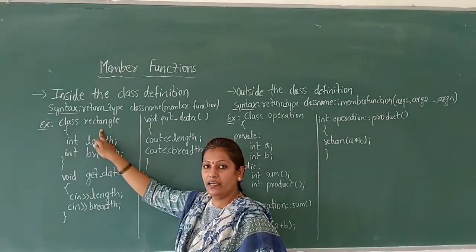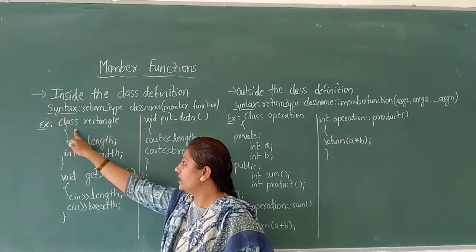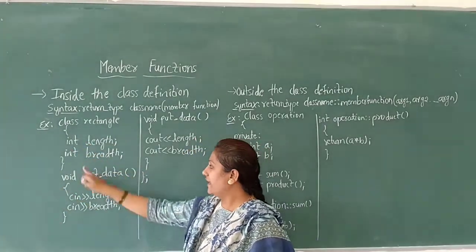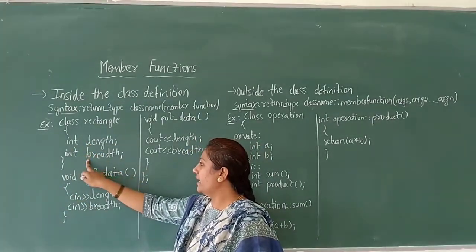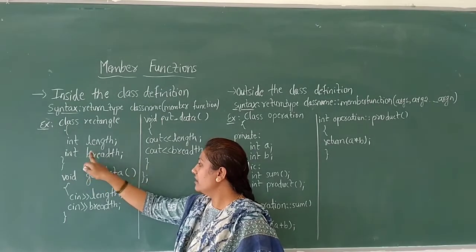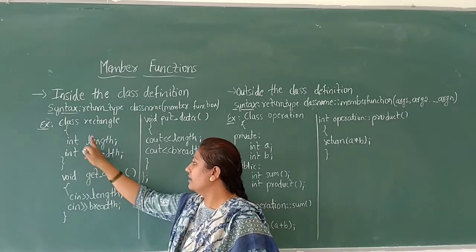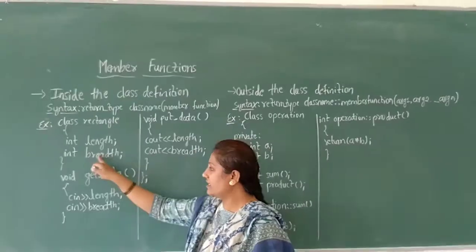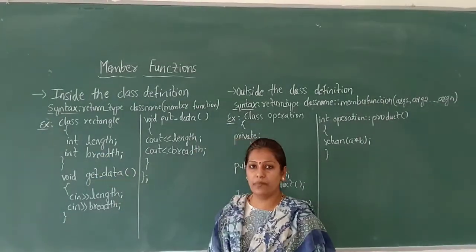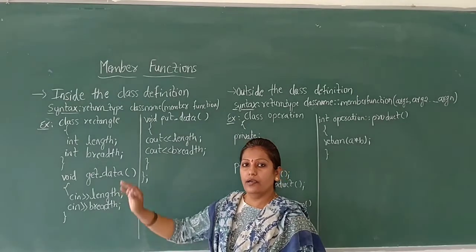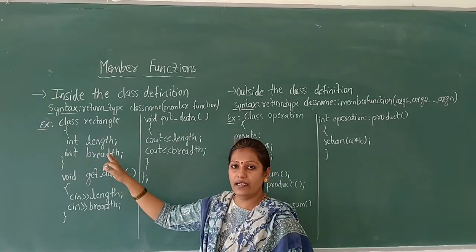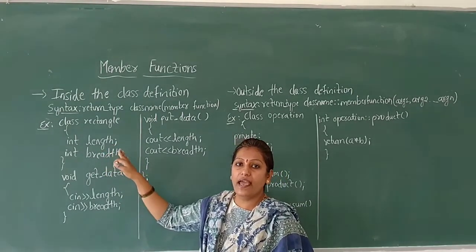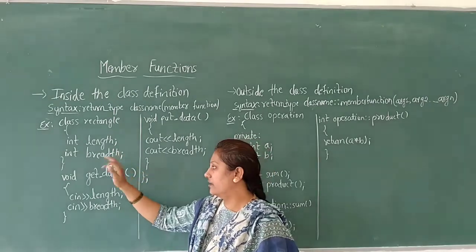Class name Rectangle is created using the keyword class. Then we take two data members, length and breadth. Both are declared with the data type integer. And these two data members are declared under the default private access specifier.